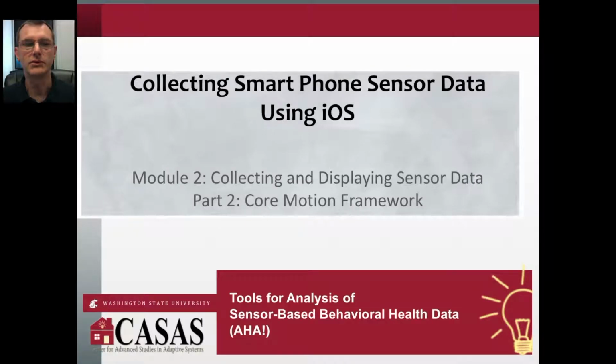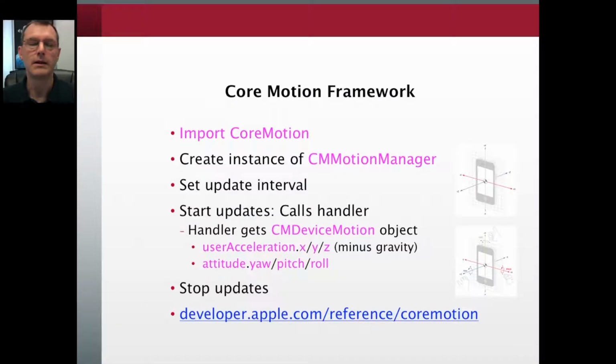Hello and welcome to Module 2 of our course on collecting smartphone sensor data using iOS. In Part 2 of Module 2, we'll be looking at the Core Motion Framework. The Core Motion Framework is the main way in which we can access the accelerometer and the gyroscope data. To begin with, we need to import the Core Motion Framework into our code.